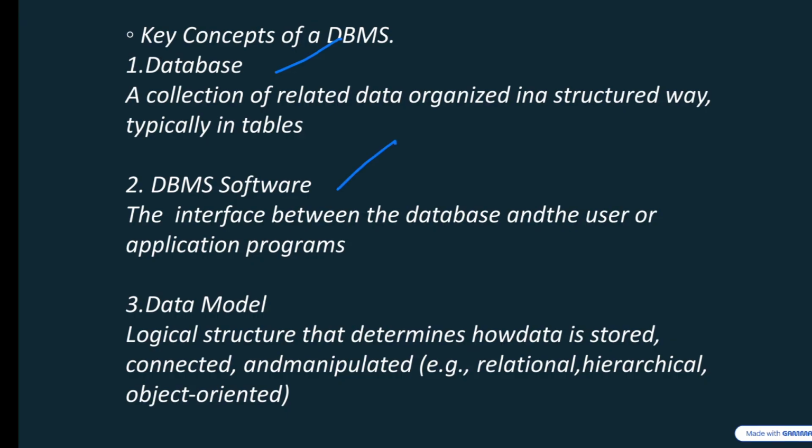Database, DBMS software, data model. Database: a collection of related data organized in a structured way, typically in tables, is called a database. DBMS software: the interface between the database and the user application program is the DBMS software. Data model: the logical structure that determines how data is stored, connected and manipulated. Examples are relational, hierarchical and object-oriented, which is called data modeling.